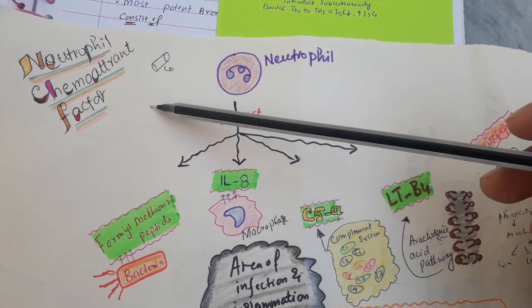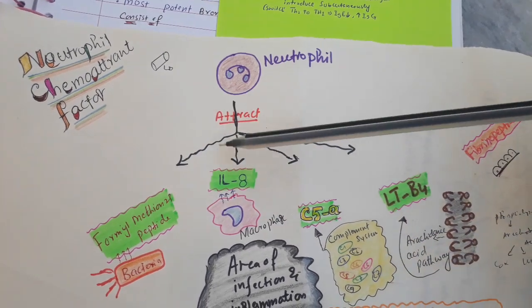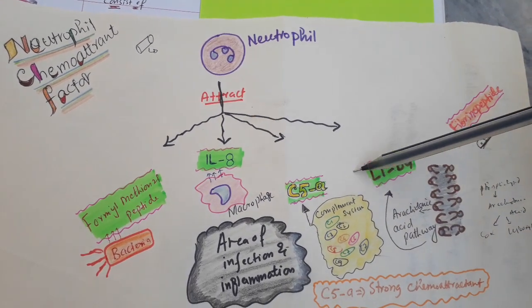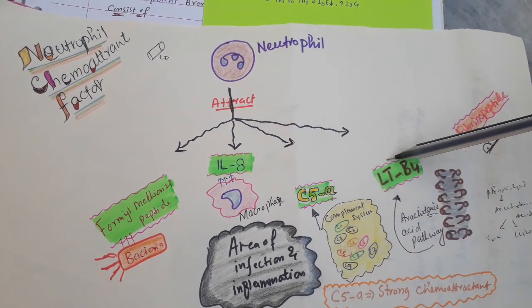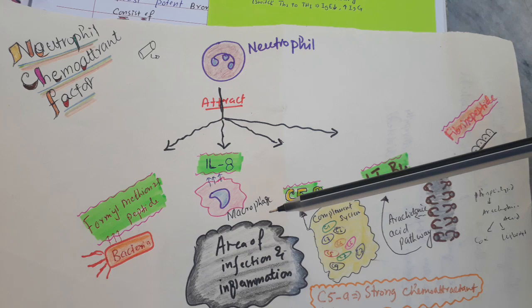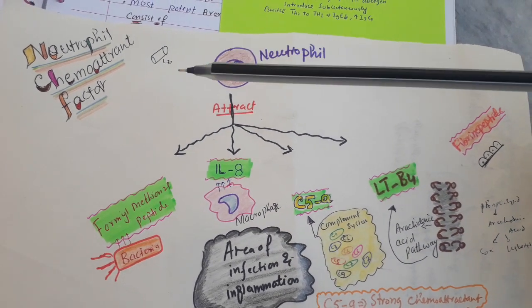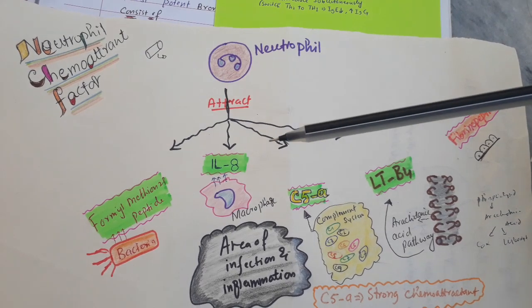Neutrophil chemoattractant factor. Chemo means chemical, attractant means which attract. So those factors, those chemicals which attract neutrophils to an area of infection or inflammation, we will be calling neutrophil chemoattractant factors.